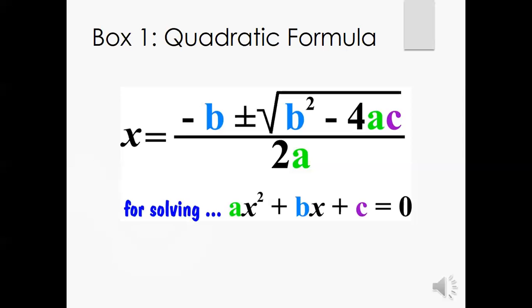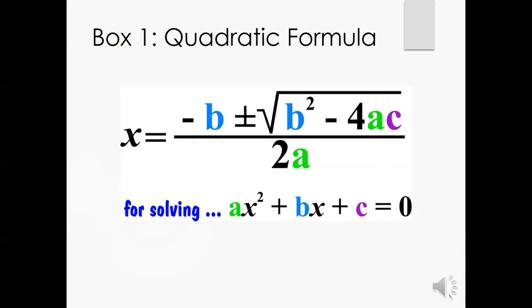All right, so when you're looking up here, do you guys see where A is coming from? A is your leading coefficient. B is your term with your linear, which means just power of 1. And C is your constant, okay? So it has to be in this form in order for this to work. That's why it's in box 1.